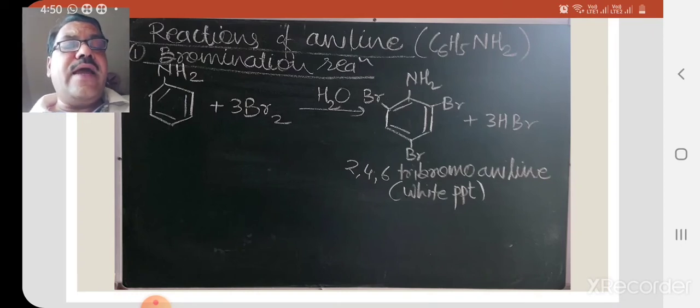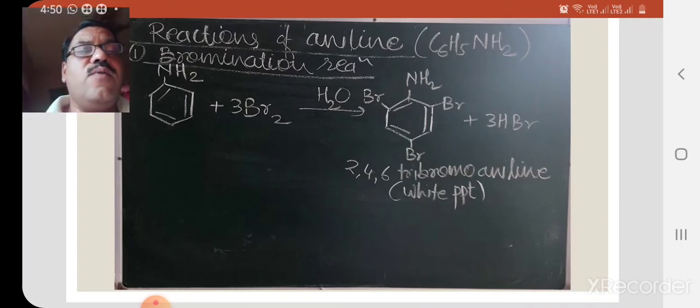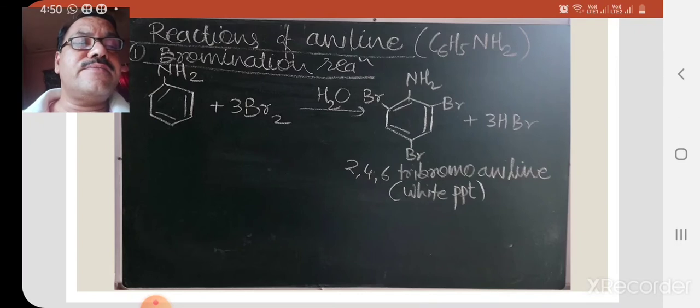When aniline is reacted with bromine in the presence of water, 2,4,6-tribromoaniline is formed. That means 3 bromine atoms get attached to one aniline ring. Therefore, a white precipitate of 2,4,6-tribromoaniline is formed.